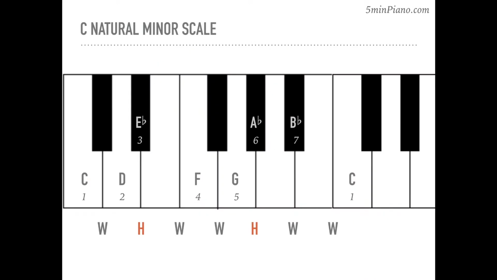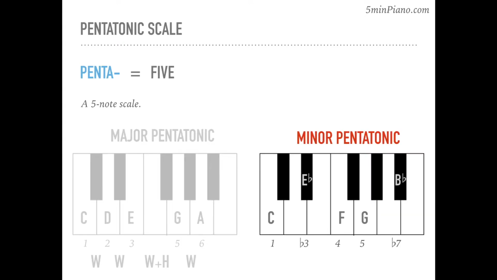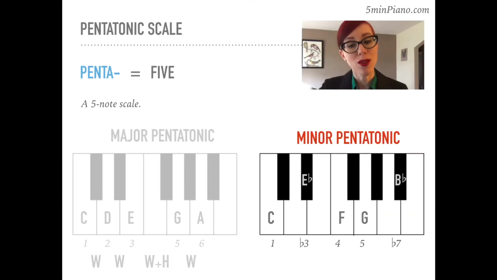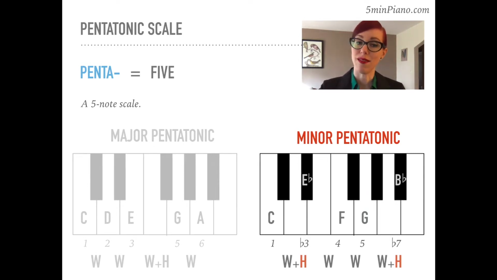Similarly, if you know your natural minor scales, finding the minor pentatonic scale is a breeze. Simply play the first, third, fourth, fifth, and seventh scale notes. I've notated them as flat 3 and flat 7, so you can simply think of the major scale and just lower the third and the seventh tones.